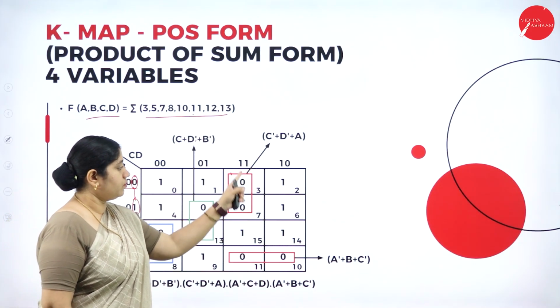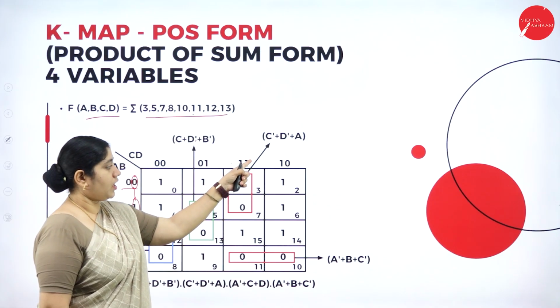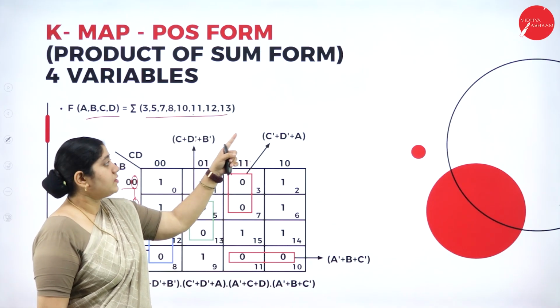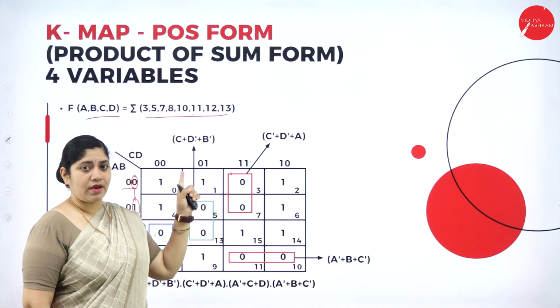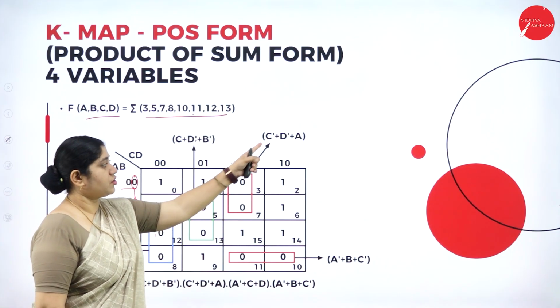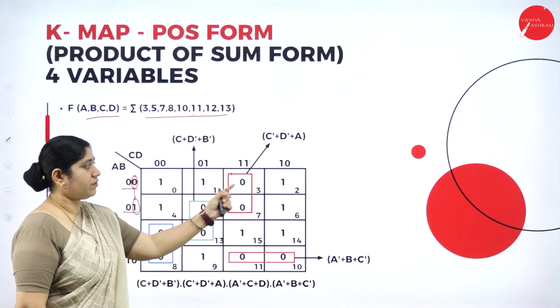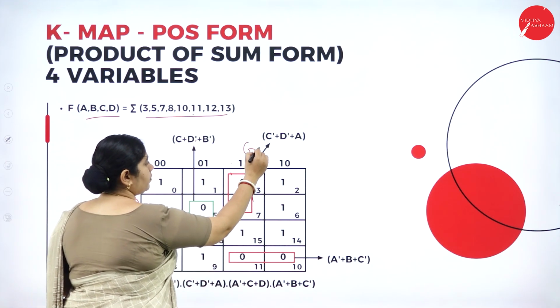Next, with respect to my row, that is C and D, it is 1, 1. If it is a 1, what do we have to write? Do you remember? We have to write dash. So it's C dash plus D dash. All right, I'm done with group 1. This will be our group 1.